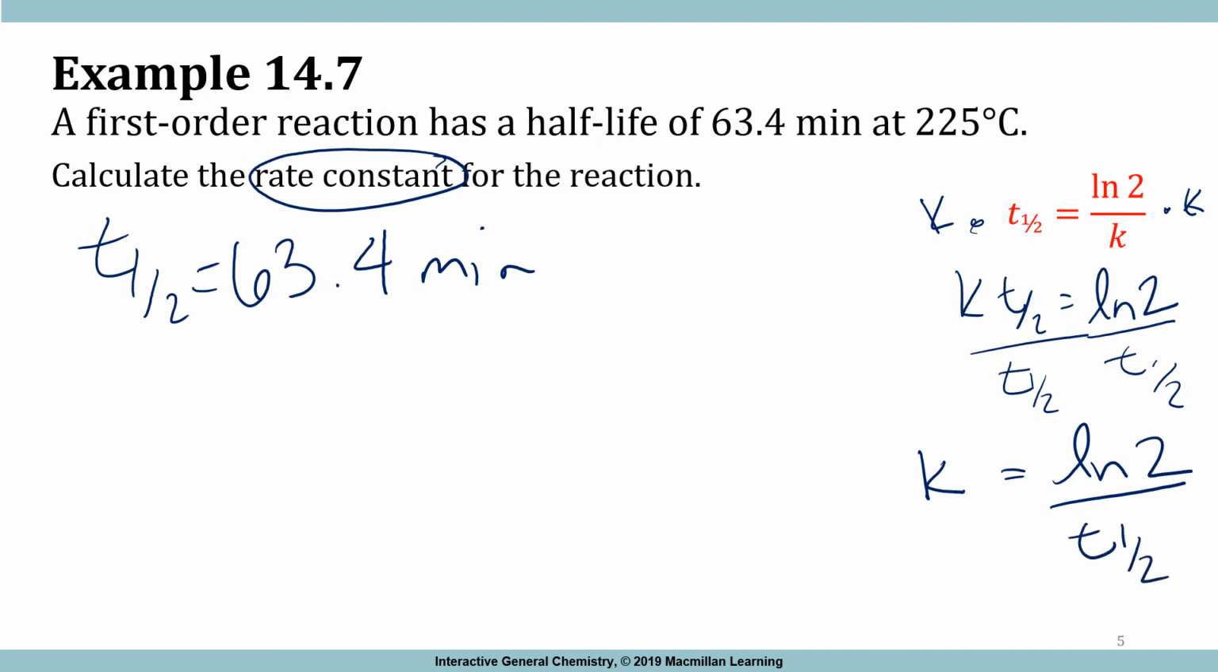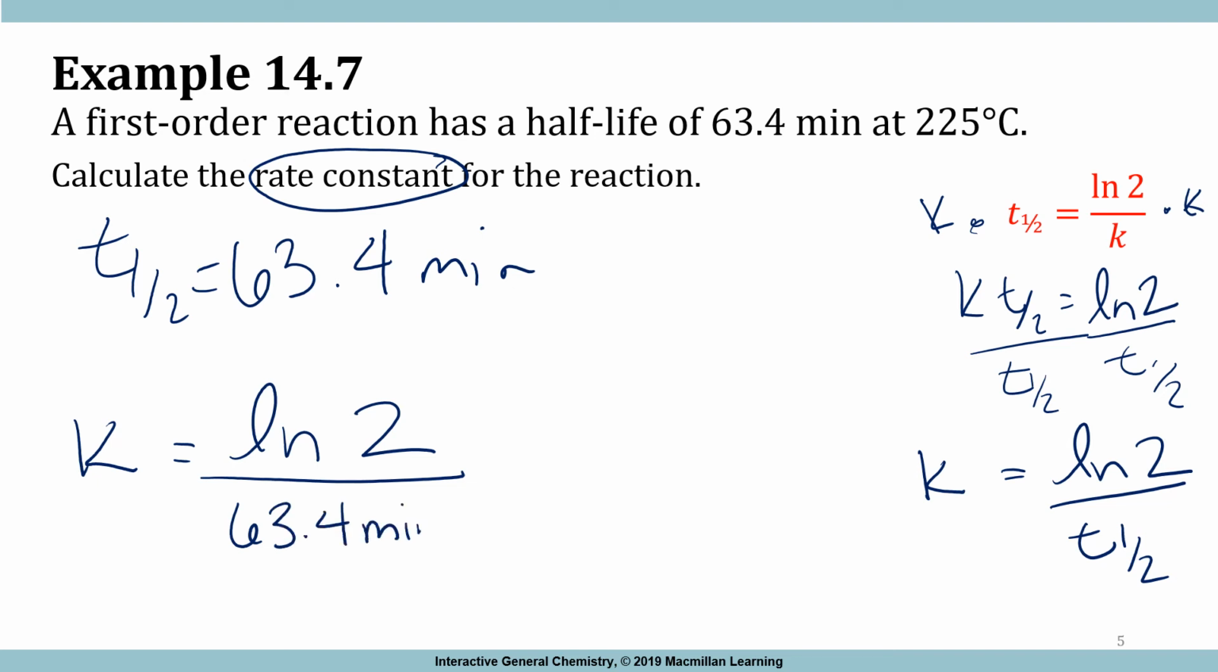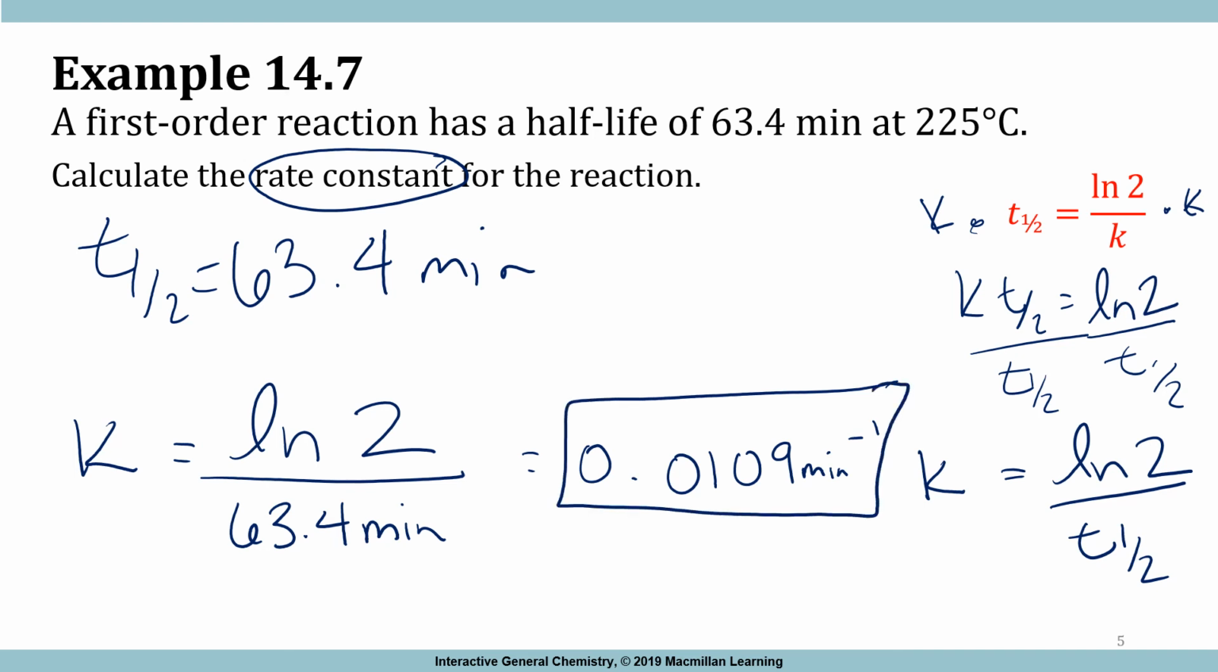So now I can plug everything in. My k is equal to the natural log of 2 divided by my half-life, so 63.4 minutes, which is 0.0109 minutes to the minus 1. Now, they didn't actually specify they wanted that rate constant in seconds, so I'm just going to leave it in minutes and save myself some time. But it's important to always know what the units are, because if they were asking for seconds, we would then need to convert 63.4 minutes into seconds. So we would just multiply it by 60.